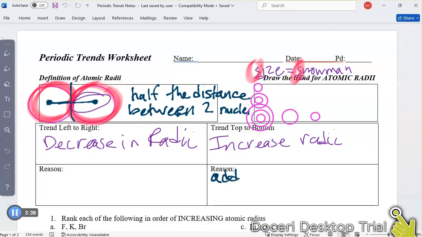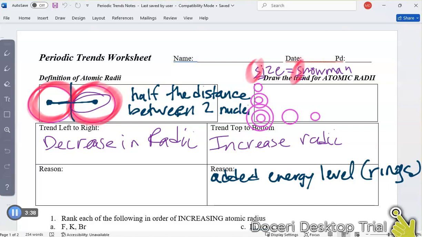Added energy level. So you can put it in like rings in parentheses to help you remember. Rings, so the size increases, right? I'm not going to write that part. So we add energy levels, so the size increases. Right? You can write that. I'm not going to write that.